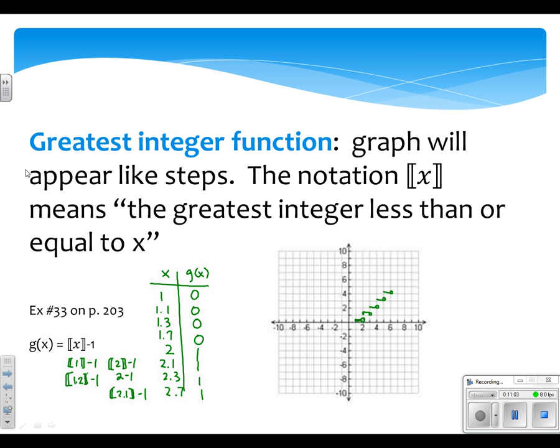Okay, so for all of your 3s and 3.1s and 3.3s and 3.7s, you're going to end up going with 3 minus 1 and getting 2s. So you can see that whole chunk where the x values are 3 something, we have a flat line at 2. All of them would result in a value of 2. We can talk about that one some more in class as well. I'm sure that's the new one, and we'll try to make sense of that greatest integer function together.